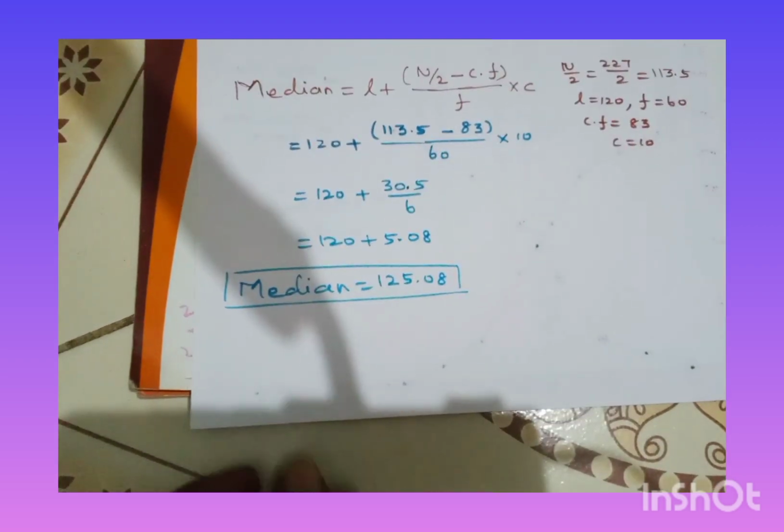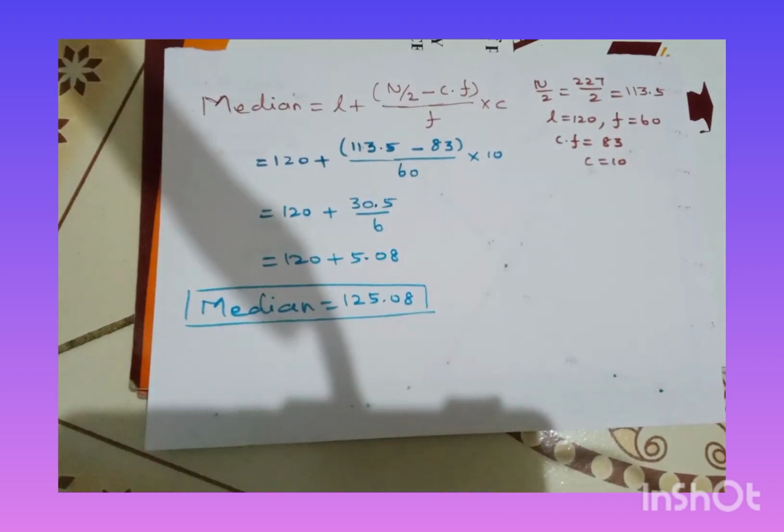So next, we have to use the formula for the continuous class interval. For median, median equals L plus n by 2 minus Cf by F into C. So here n by 2, that is 227 by 2, is 113.5. Then L equals 120, F equals 60, Cf equals 83, and C equals 10. How? We already know 227 is the total of the frequency, isn't it? That is called n. N equals the total of the frequency. That is 227, so n by 2 is 113.5.